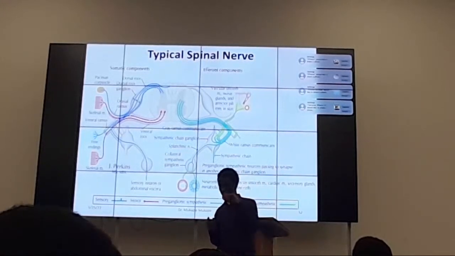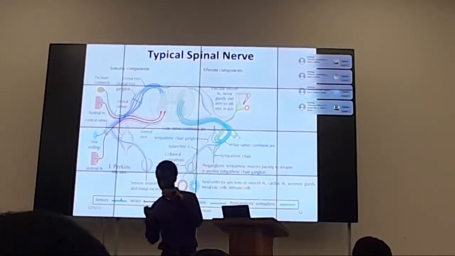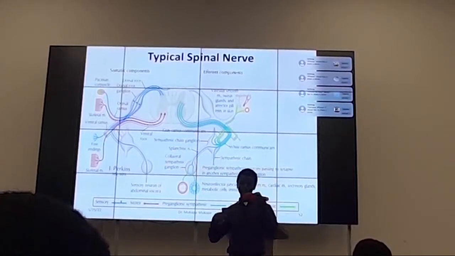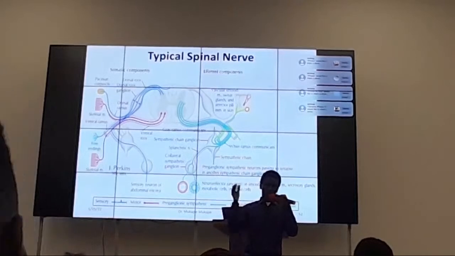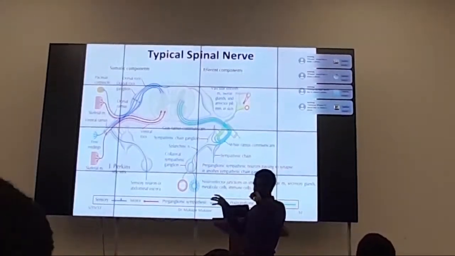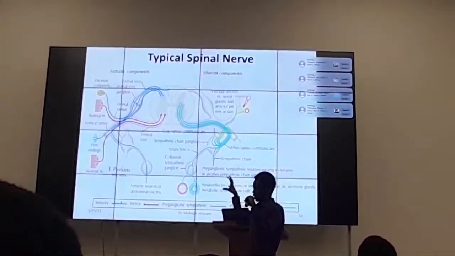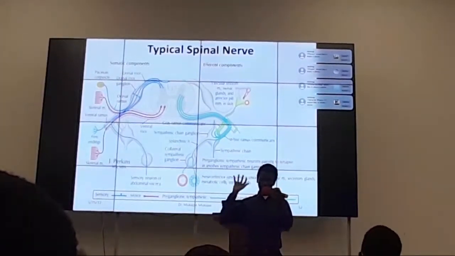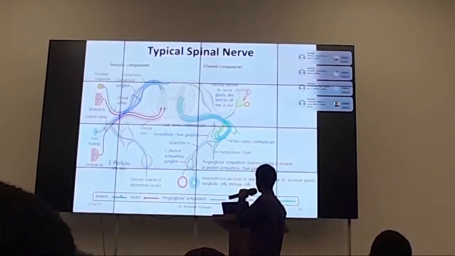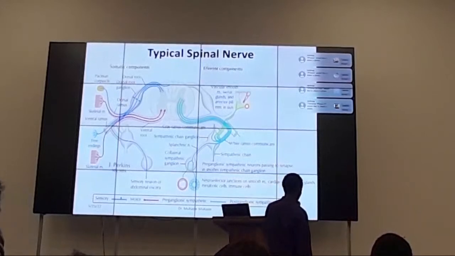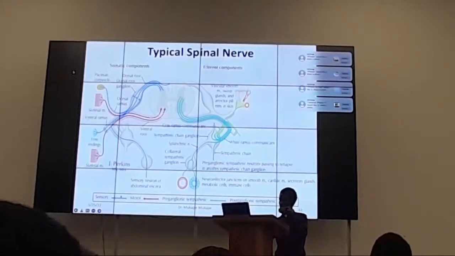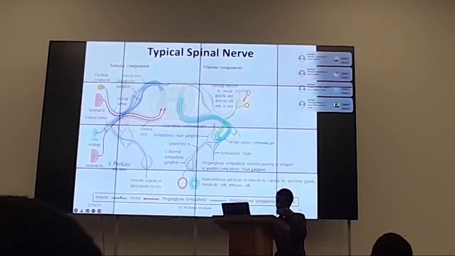So if you hear of, for instance, the median nerve or musculocutaneous nerve, or let me just say brachial plexus, the brachial plexus nerves are basically branches from the ventral rami of the nerves, C5 to T1. So that's important to highlight.